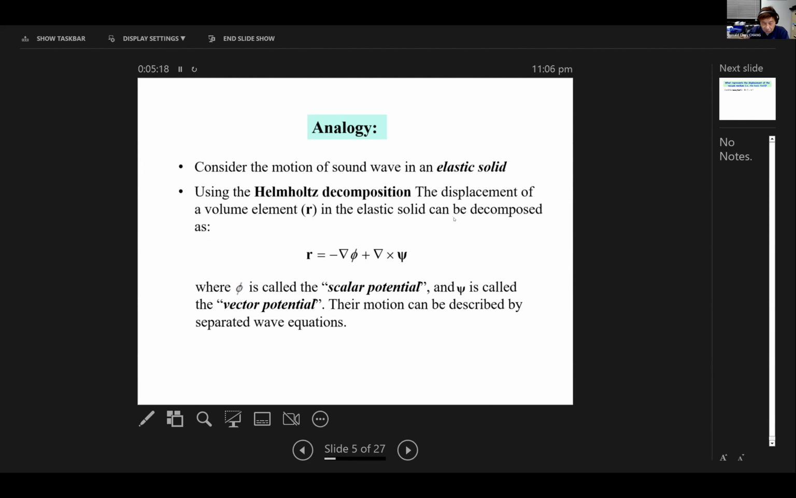Okay. Now, to have a mathematical treatment, it is better to use the Helmholtz theorem, or as people call it, the Helmholtz decomposition. What it says is that a reasonable vector field can be decomposed into two components. One is a longitudinal component, another is a transverse component. The longitudinal component is also called the curl-free component, and the transverse component is also the divergence-free component.